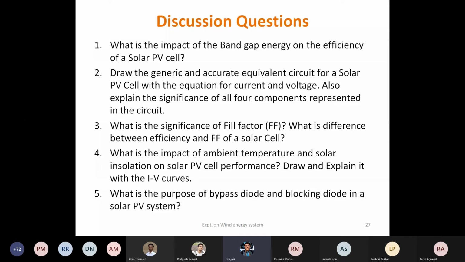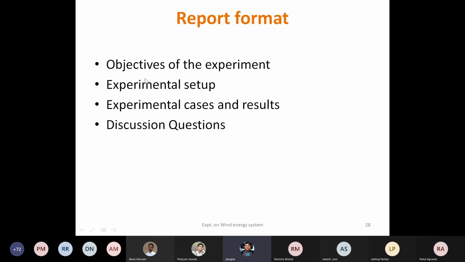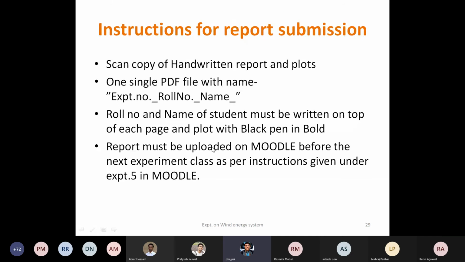Again, this is explained in that book chapter. You go through it and find a detailed answer. So you have to prepare the report with the objective, experimental setup, and cases, which you explain in your own words, and the results that you have obtained. Analyze them, and answer the 5 questions which are listed in the discussion part. Similarly to the previous report, you have to submit a handwritten report with all the plots handmade, as a single PDF file. On each page you have to write your own name with a black pen, in bold letters.